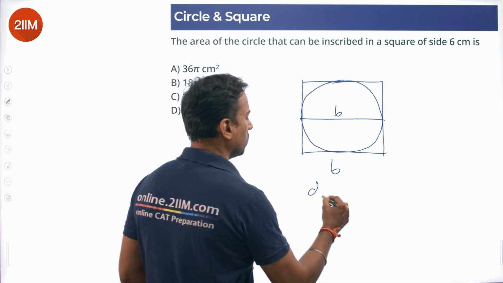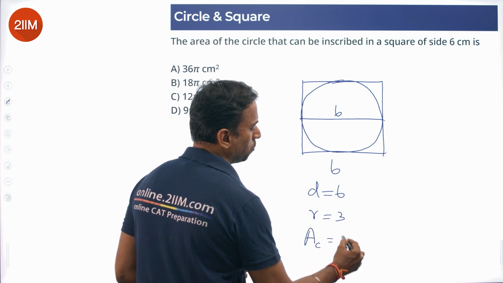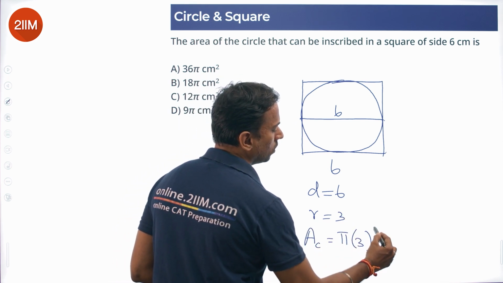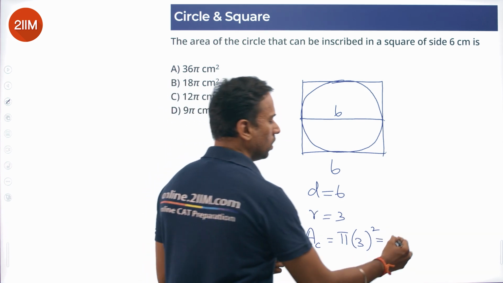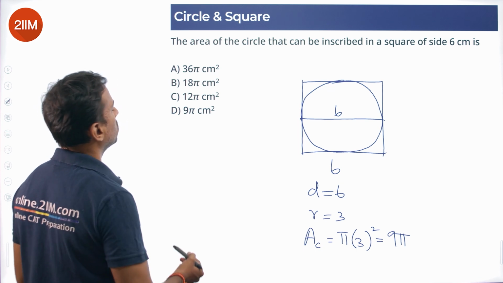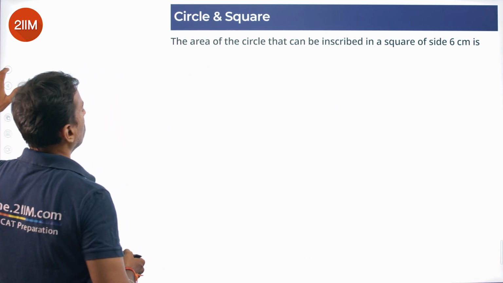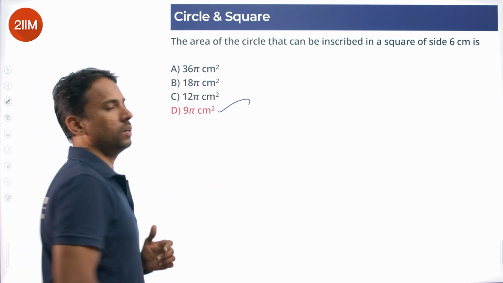So diameter is 6, which means radius is 3, which means area of the circle is pi r square. That means pi into 3 square, which is 9 pi. So 9 pi centimeter square, option D should be the right answer. Yes, we are perfectly right. Option D is the right answer.